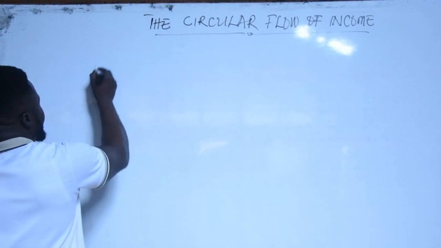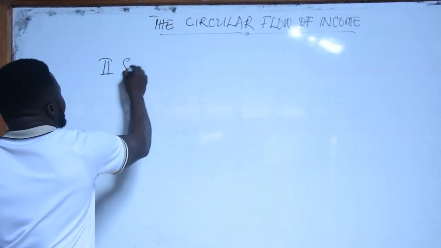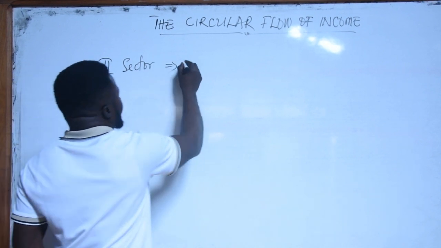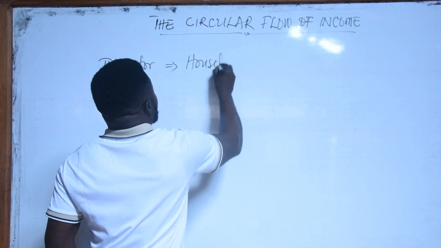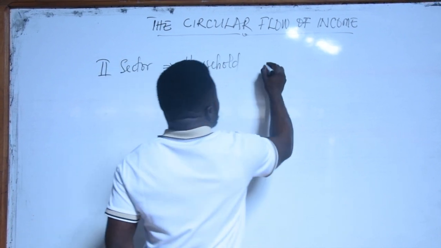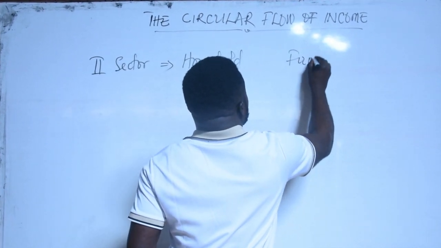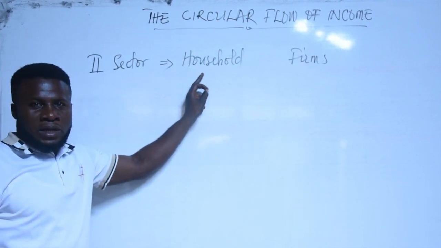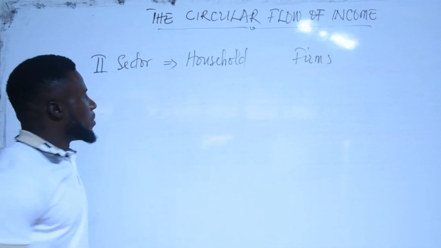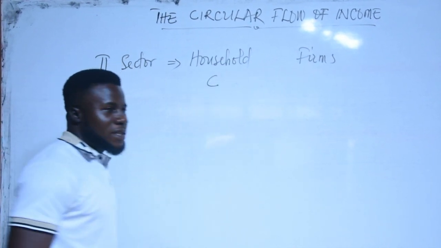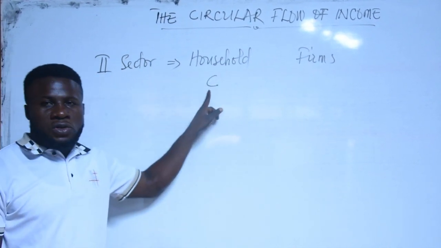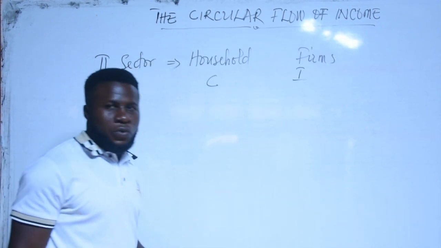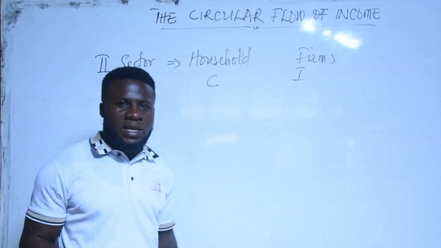So in a two-sector economy, we have households and then we have firms or business units. So households consume. Households, they spend by consuming. The expenses made by households are called consumption, while the expenses made by firms are called investment. We do not have the government here. We do not have international trade.